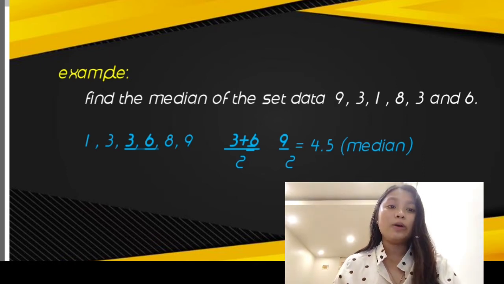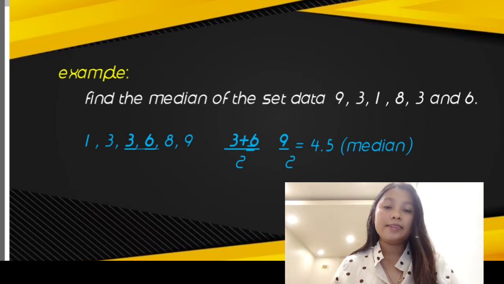So, to get the median, we need to arrange the given set of numbers from lowest to highest. So, we have 1, 3, 3, 6, 8, 9. Then, hanapin natin yung middle value or the middle number. So, paano yan? Dalawa yung middle number, the 3 and 6. Dahil dalawa, add lang natin yung 3 at 6. So, 3 plus 6 equals 9. Then, divide natin sa 2. So, 9 divided by 2 equals 4.5. So, our median is 4.5.